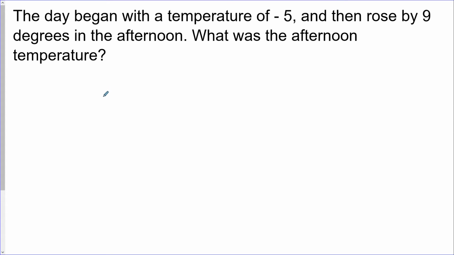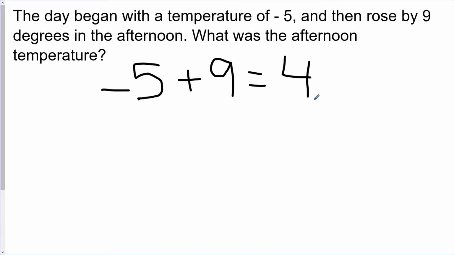So the day began with a temperature of -5, so we start at -5, and then rose by 9 degrees, so we add 9 to our number. Okay, and what was the afternoon temperature? You can add those together. So if you start at -5 and add 9, you would end up with 4. Again, many of you would have kind of figured that out using possibly a variety of different methods. I'm going to throw degrees Celsius in there, even though it wasn't anywhere else in the question, because we're Canadian and we like Celsius.